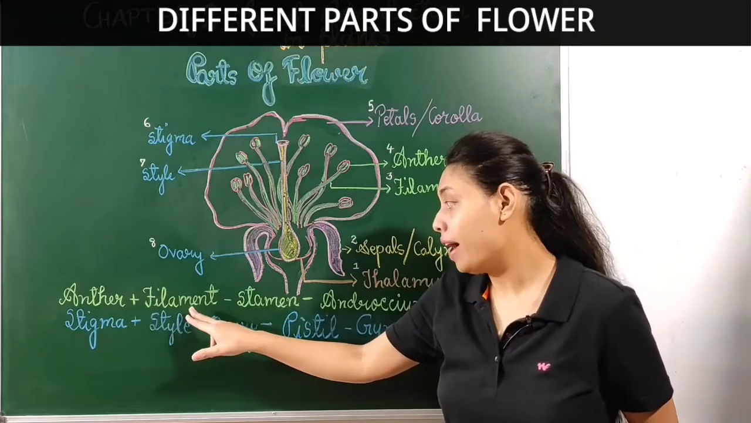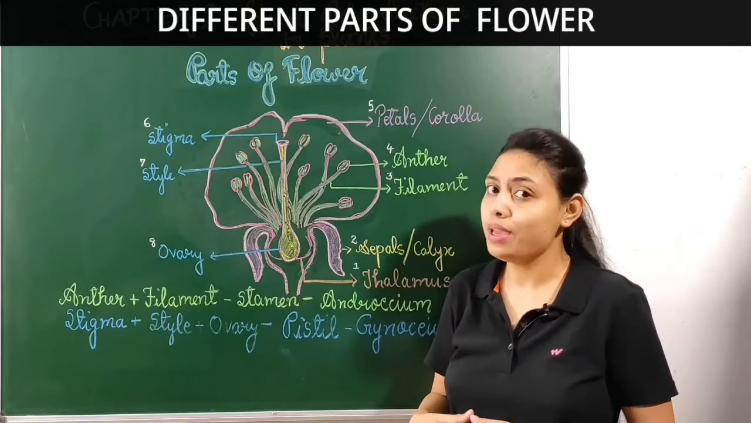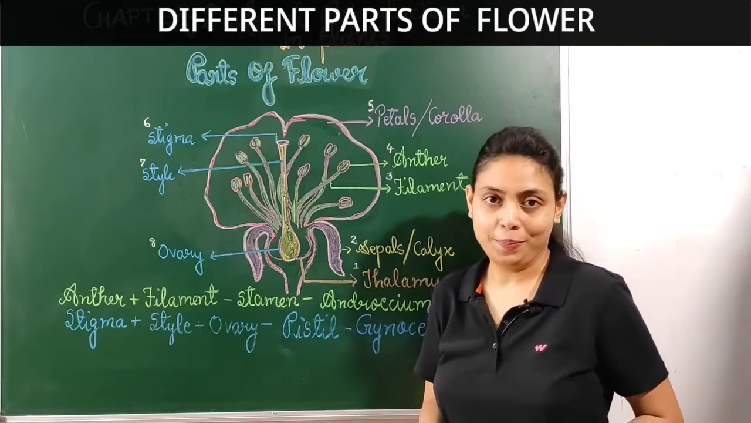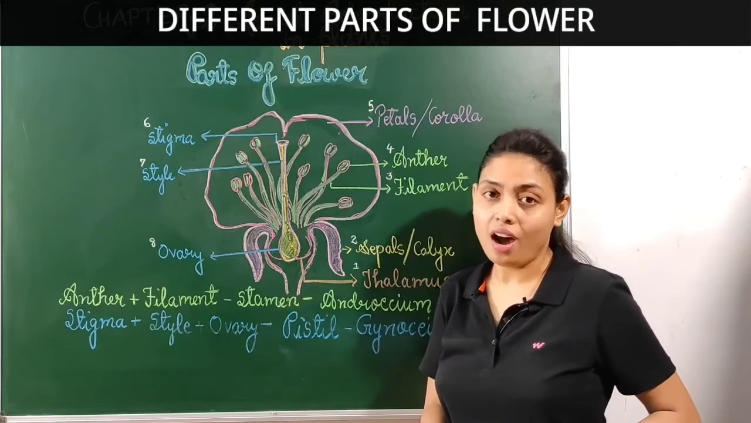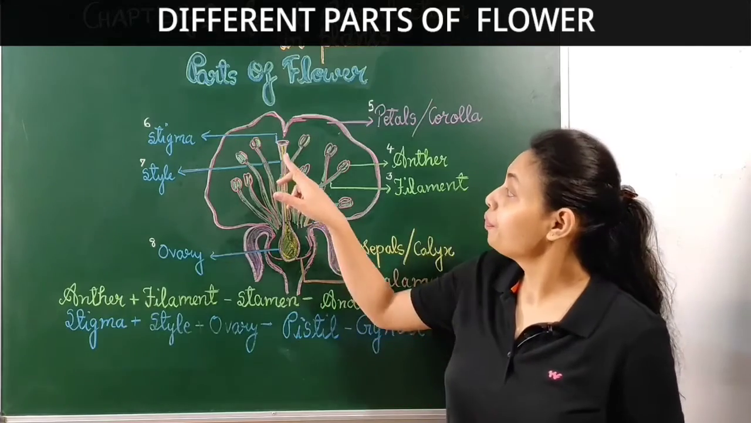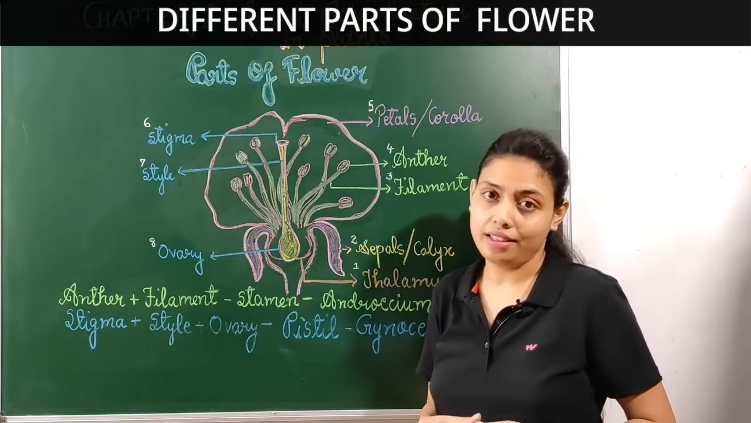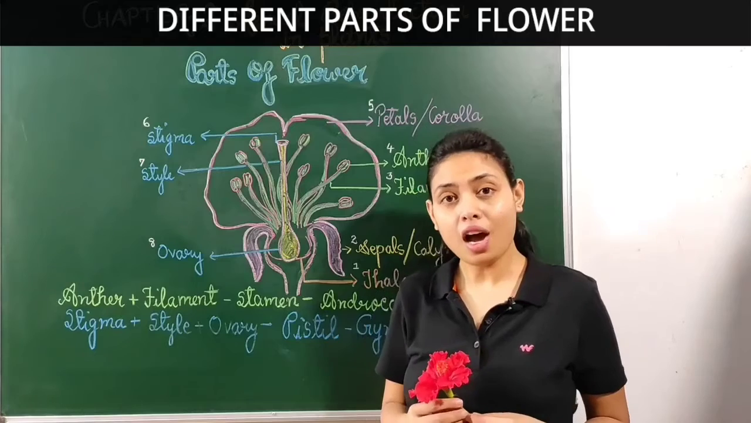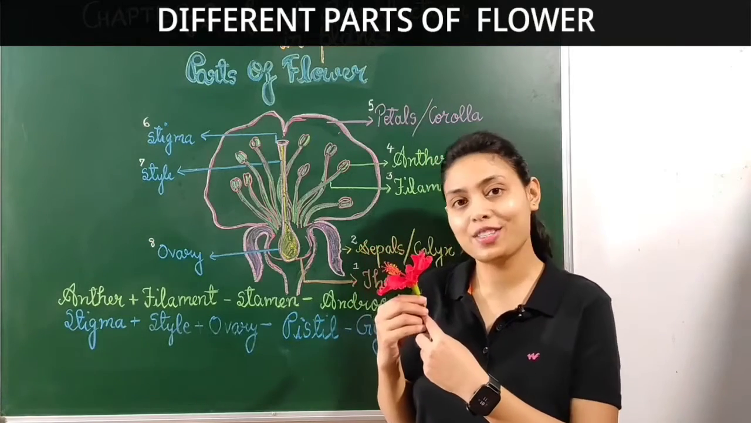Anther and filament together make stamen. Now what is stamen? The male reproductive part of a flower is known as stamen. It is also known as androecium. Now the female part of a flower is known as pistil. Stigma, style and ovary together make pistil. Pistil is also known as gynoecium. Now we will study the different parts of a flower in hibiscus flower.